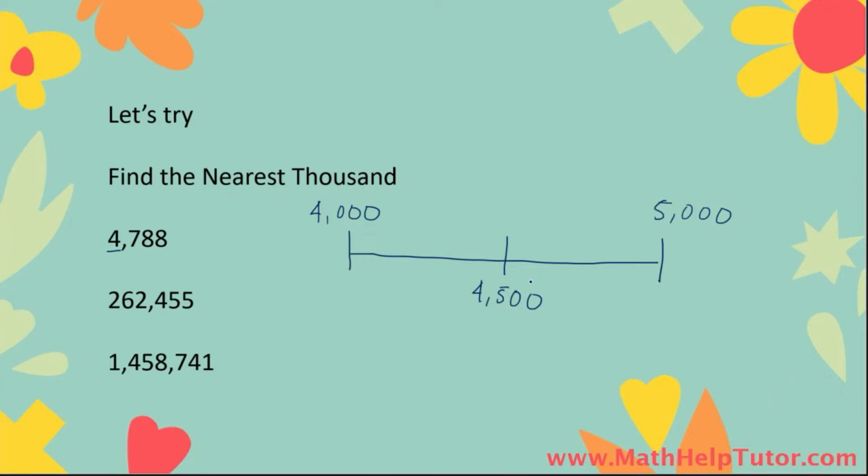Now, let's plot our number on this number line. We have 4,788. If this is 500, it should be 600, 700, 800, 900, and 5,000. So our number should be between 700 and 800, around here. Since you can see our number comes after 4,500, or is larger than 4,500, we know our number is nearer to 5,000 than it is to 4,000.